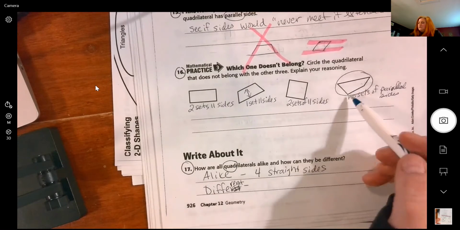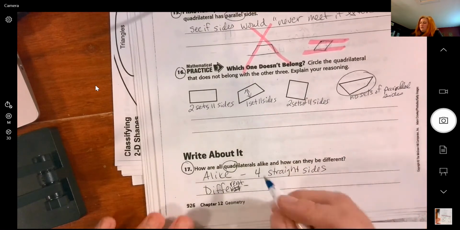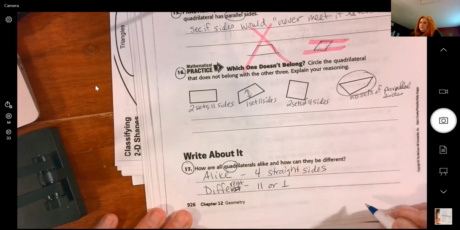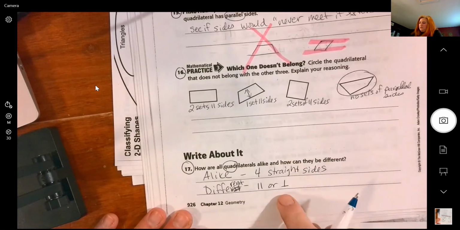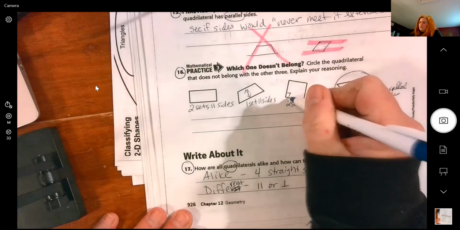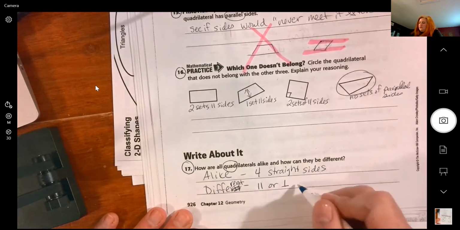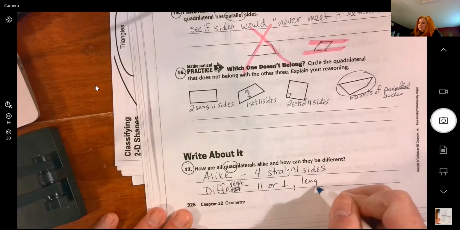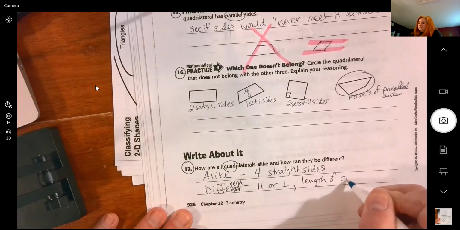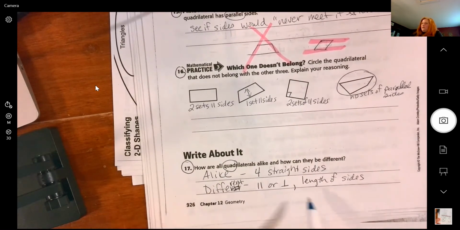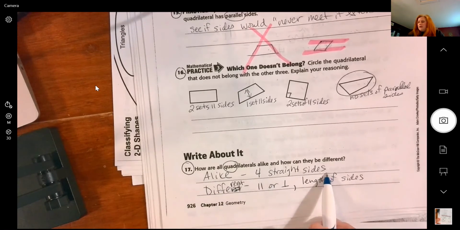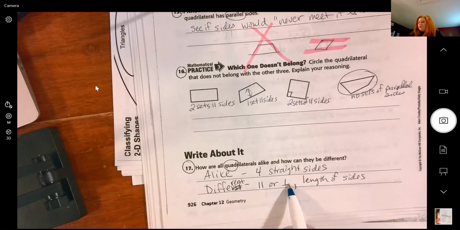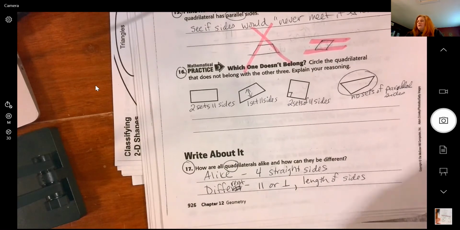So the sides are different, not necessarily parallel or not. They're like perpendicular, like these, 90-degree angles. What about the length of the sides? So although they all have 4 straight sides, how the sides are laid out, parallel or perpendicular, and how big they are is different.